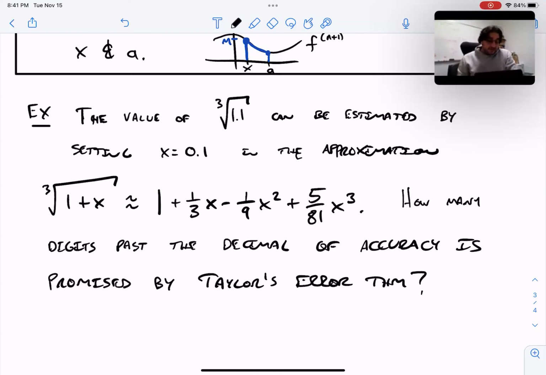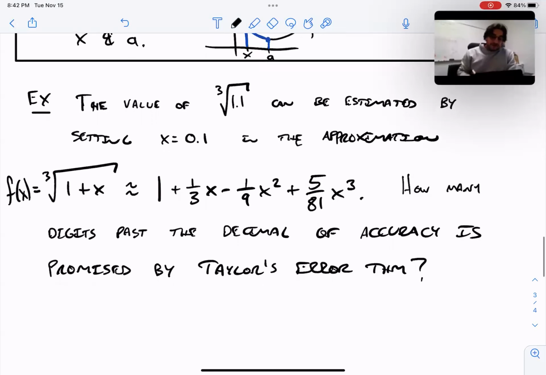Here's a way you could calculate an estimate for the cubed root of 1.1. One way you could think of that is you take the function cubed root of 1 plus x. So this is our function f. And then you could plug x equal to 0.1 into the binomial series that represents that function. In our example, we used the degree 3 approximation, and you could ask, how accurate does Taylor's error theorem promise that this approximation will be?